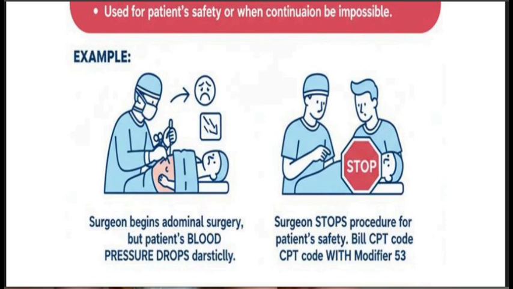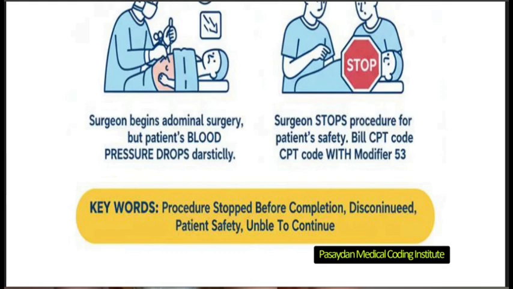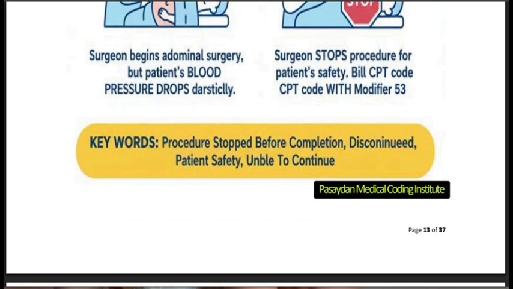Example: a surgeon begins an abdominal surgery but the patient's blood pressure drops drastically, so the surgeon stops to save the patient's life. The surgeon stops the procedure for patient safety. In that case we give the 53 modifier for the stopped procedure. Keywords: procedure stopped before completion, discontinued for patient safety, unable to continue.